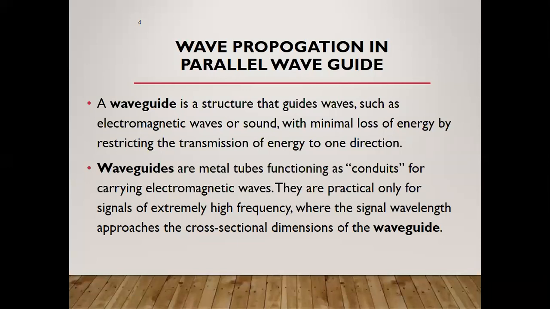A waveguide is a structure, or formation, that guides waves, such as electromagnetic waves or sound waves, to minimize the losses of energy, or to restrict the transmission of energy to one direction only. In short, there is a difficulty while a wave is propagating in a transmission line, so there is an additional alternative by which I can pass my wave from one place to another with the help of a waveguide.